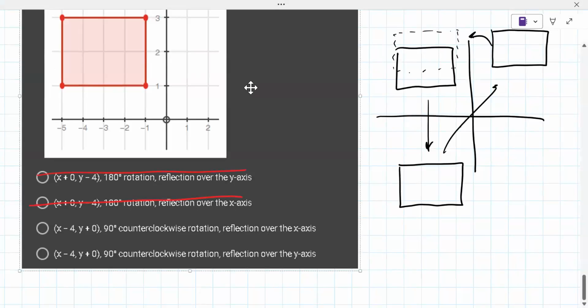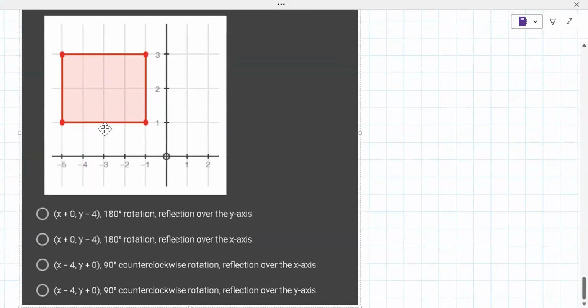All right. Oh yeah, I was also going to ask about that. If you do the first one and it says y-axis and that doesn't work, is it always not going to work for the x-axis?